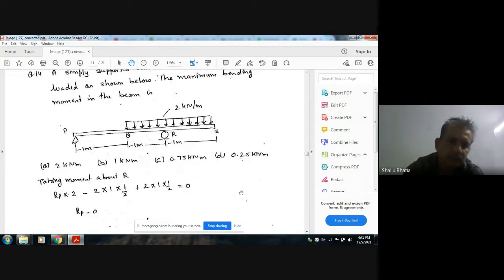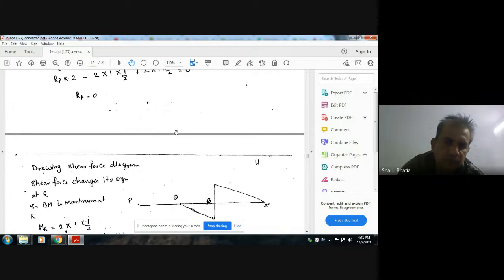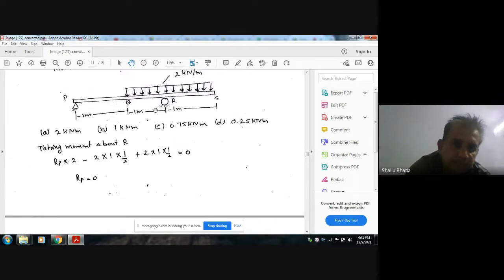Now if we take moment about R, then RP into 2, minus this from this part, 2 into 1 into 1 by 2. And for this part, it will be a clockwise moment, 2 plus 1 into 1 by 2. So RP from this will be 0. Now RP is 0, so RR will be 2 into 4. So there is only one vertical reaction, that is 4, at R.